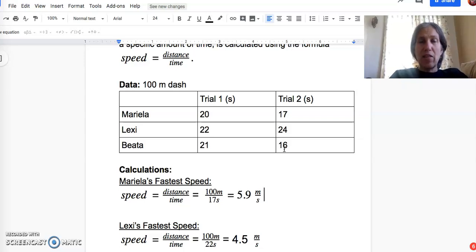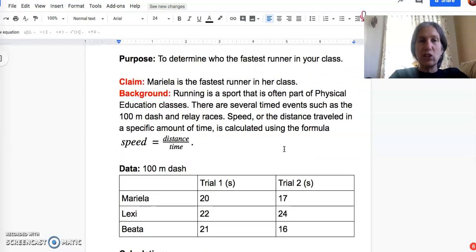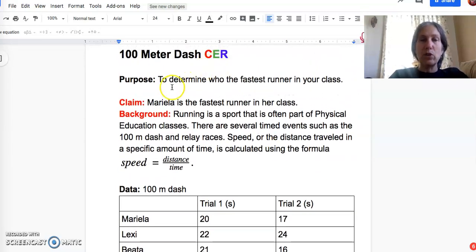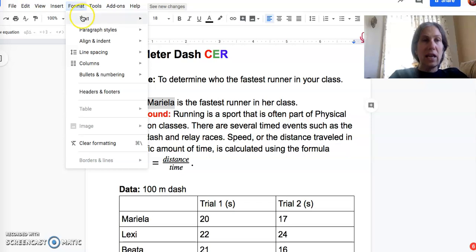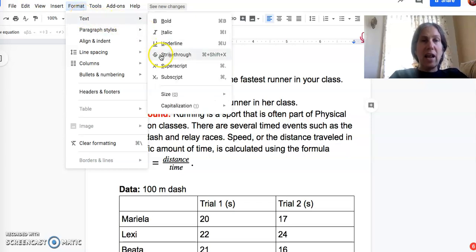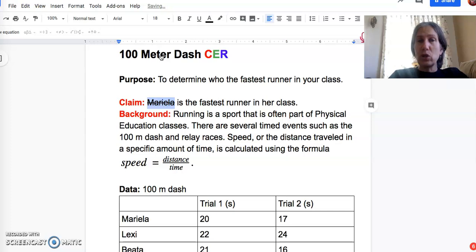Mariella's fast, but she doesn't have the fastest time. So I have to go back up to my claim and revise it. You're going to go to Format, Text, and strike through that my original claim was incorrect.